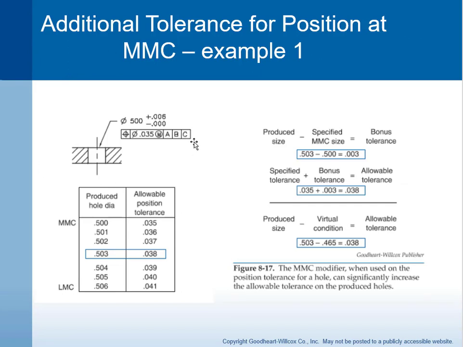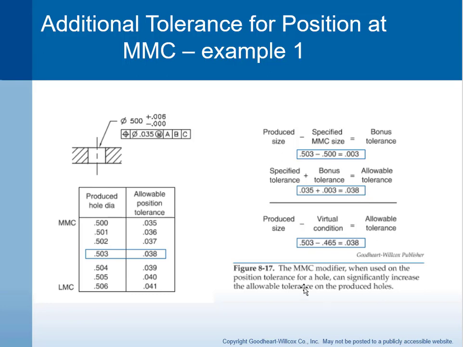Okay, in this case we have a hole with a tolerance specified at MMC, a positional tolerance. In this example, our part was produced at 503 thousandths. So if our produced part is 503 and our specified MMC is 500, we get 3 thousandths bonus tolerance. So what is our overall tolerance? Our overall tolerance is going to be the specified tolerance, which is this 35 thousandths, plus this bonus tolerance we picked up, 3 thousandths, which gives us an allowable tolerance of 38 thousandths.